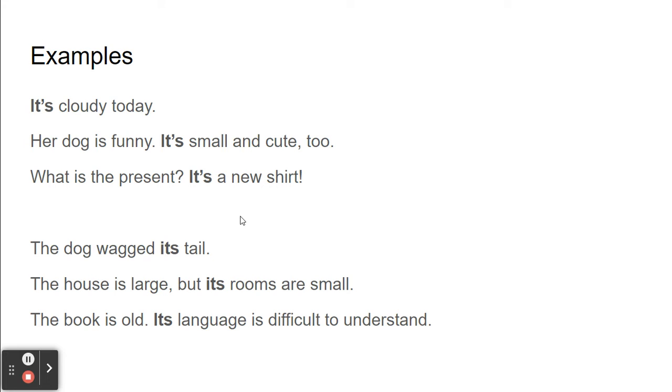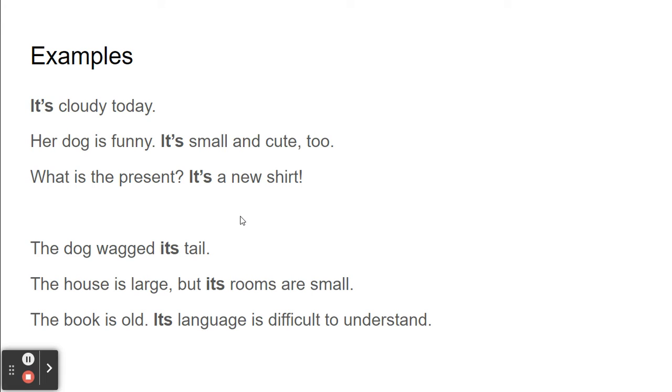Then we have the dog wagged its tail. Here the tail belongs to the dog, so we are using the possessive pronoun its without the apostrophe. Then we have the house is large, but its rooms are small. The rooms belong to the house, so we are using the possessive pronoun its without the apostrophe.